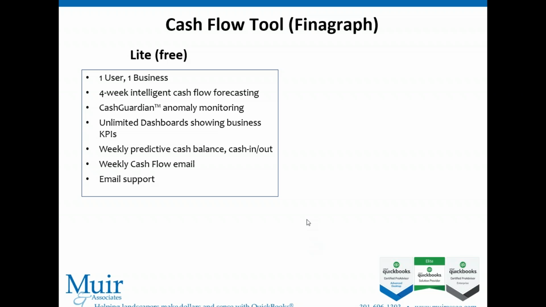And I have mentioned the light version, so that's for just one user, one business. As I mentioned, it'll go out for 4 weeks. And the Cash Guardian, that's their trademark product that is looking for: are there unusual things going on? After a while, it knows what's normal for you. It's looking for what's not normal in your company, just to give you a heads up.